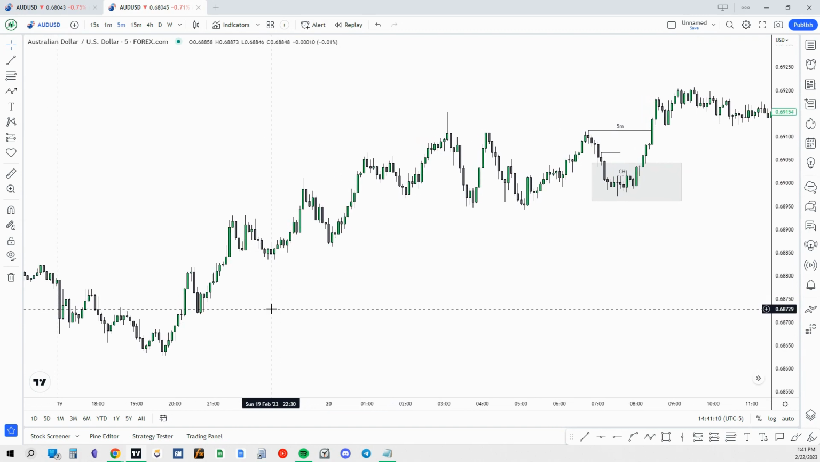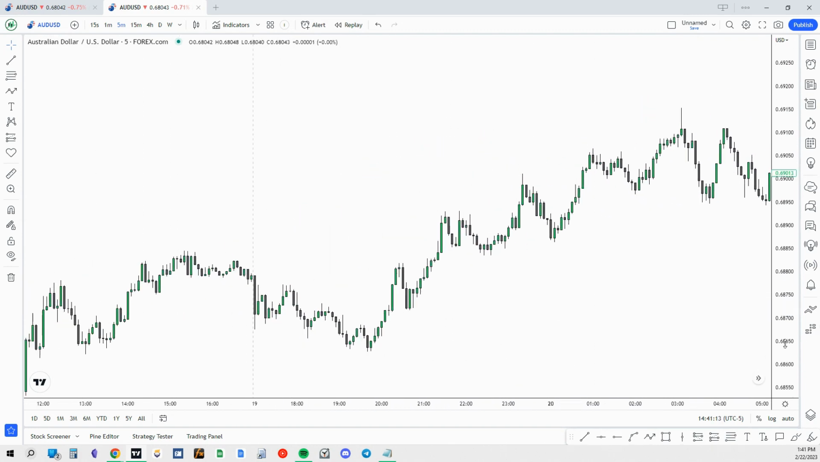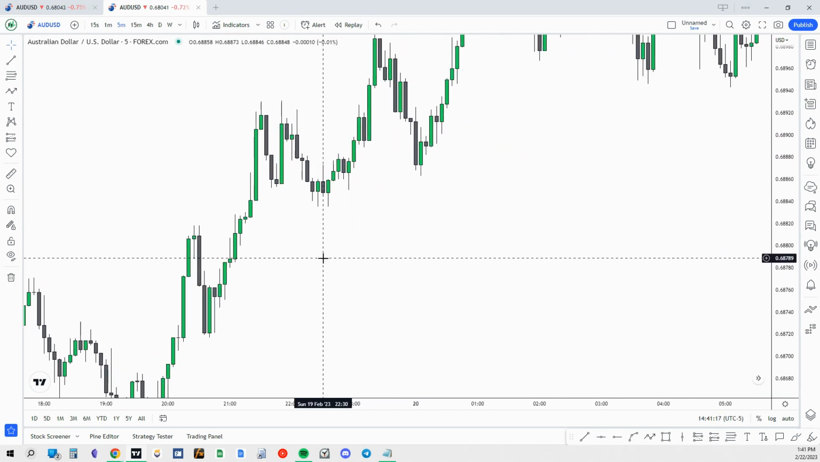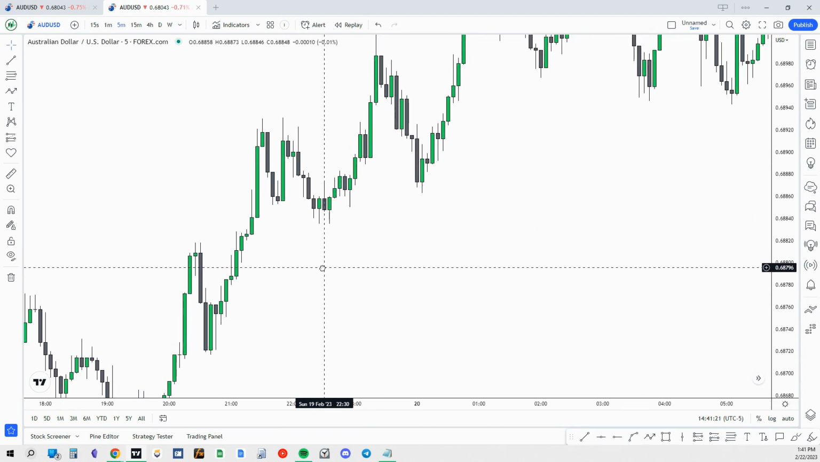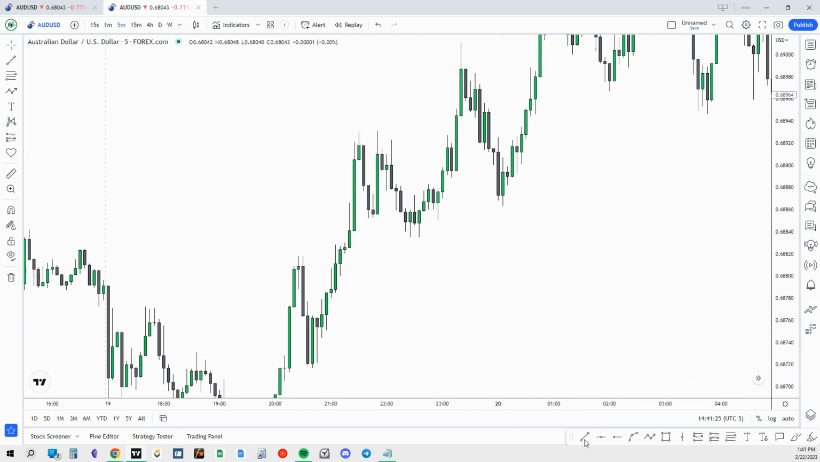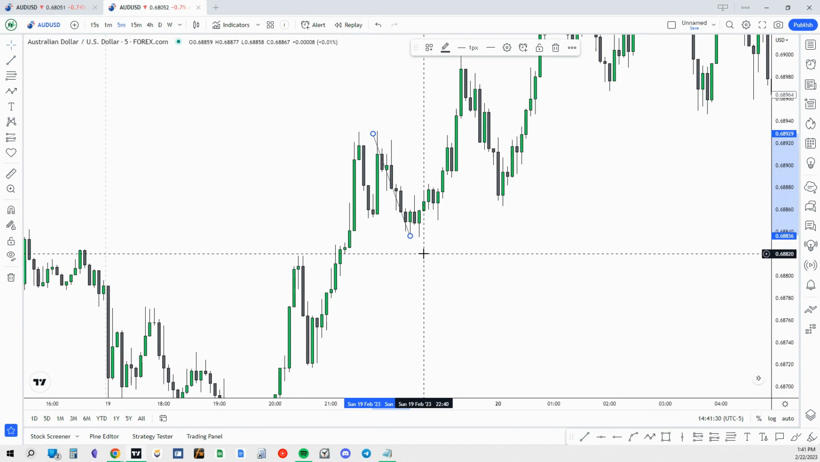We can see right here, here it is. Again, this is on Sunday, February 19th, around 10:30 at night, New York time. We can see here a similar idea again. So price pulls back. We have a pause.